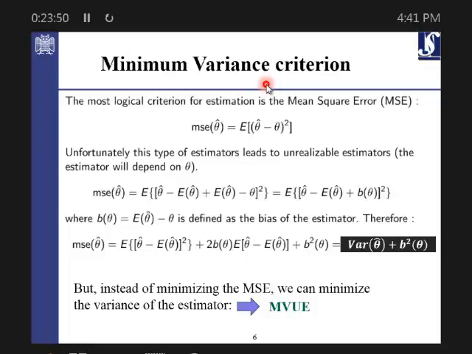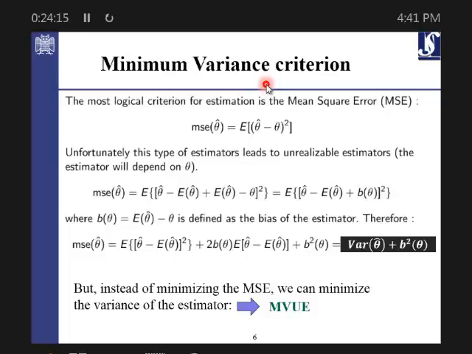So let's talk about the minimum variance. When we say minimum variance, it means that the difference between your estimate and the true value is called an error. The energy of that error should be minimized. That's called the minimum variance. The criterion of minimum variance just means that.